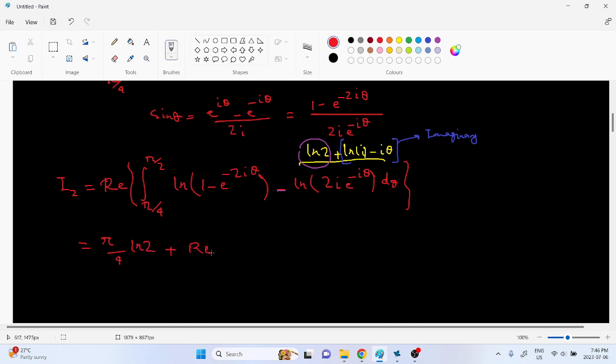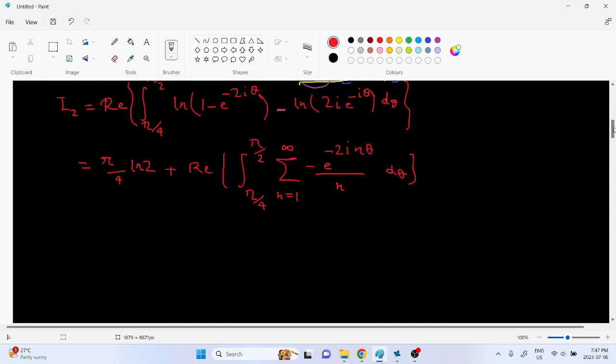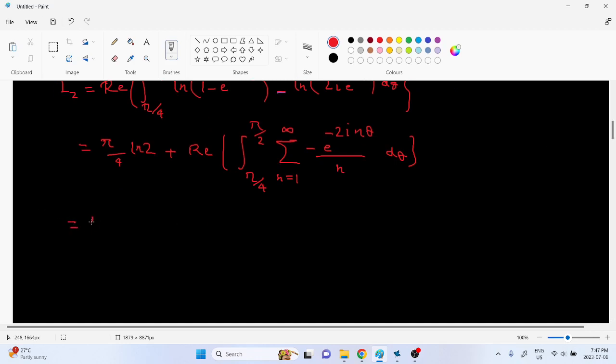And then we have plus the real part of this integral, pi by 4 to pi by 2. And here for that ln of 1 minus e to the negative 2i theta, I'm going to use the series expansion of that, which is the sum as n runs from 1 to infinity, should have a negative sign, and then e to the negative 2i n theta divided by n, and integrate with respect to theta. Okay, so we get pi by 4 times natural log of 2.